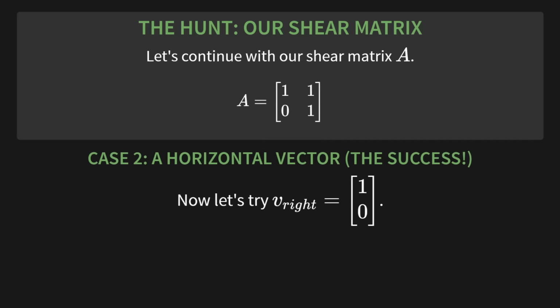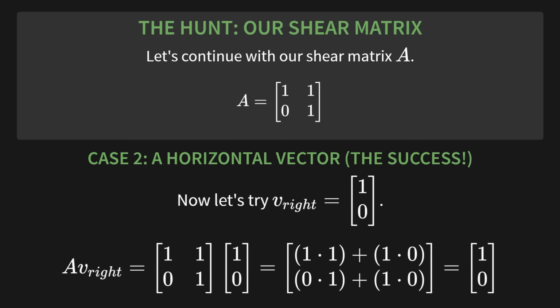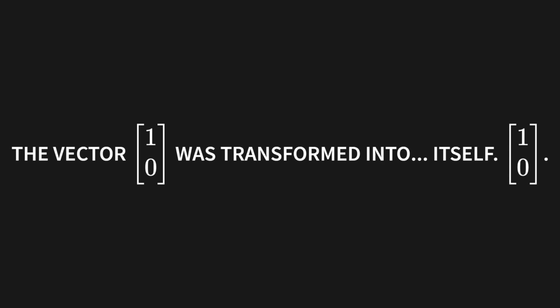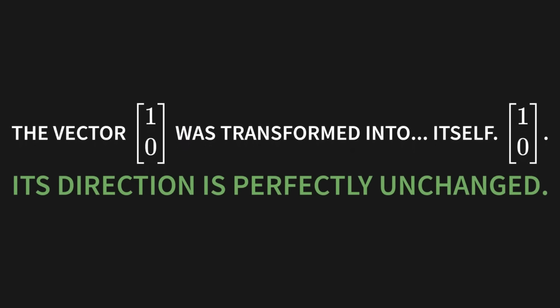Let's try a horizontal vector. Let's call it v right, the vector [1, 0]. What happens now? We take our matrix A, [[1, 1], [0, 1]], and multiply it by v right, [1, 0]. For the top, we get 1 times 1 plus 1 times 0, and for the bottom, 0 times 1 plus 1 times 0. And the result is the vector [1, 0]. Look at that. This is completely different. The vector [1, 0] was transformed into itself. Its direction is perfectly unchanged.